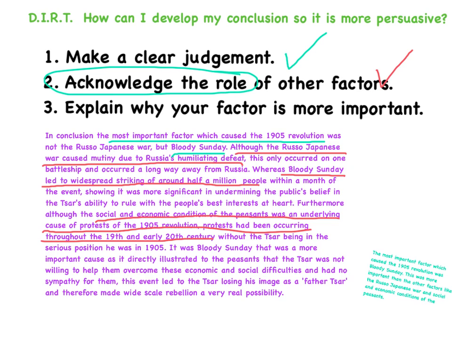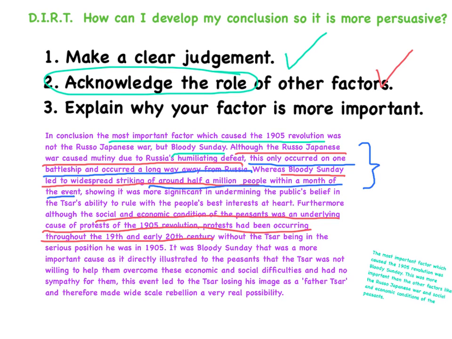Well, yes, they have. So they've said, although the Russo-Japanese War caused mutiny due to Russia's humiliating defeat, this only occurred on one battleship and a long way away from Russia. So they've said that this isn't a particularly important event, whereas Bloody Sunday caused the striking of around 500,000 people within a month of the event. So they've directly compared these two events and said why Bloody Sunday was more significant as a cause of the revolution.